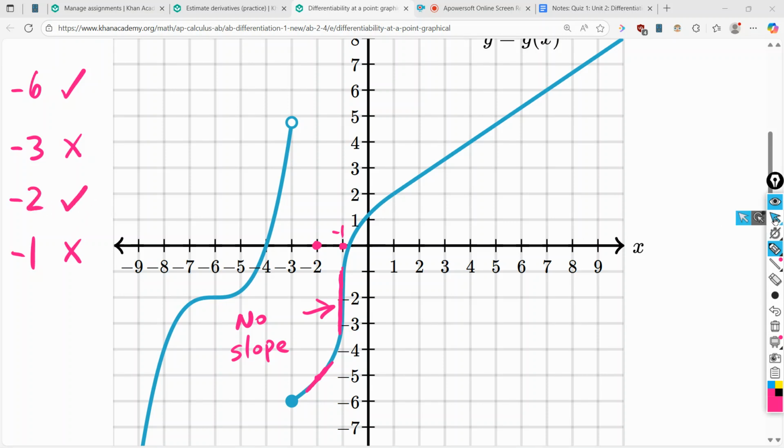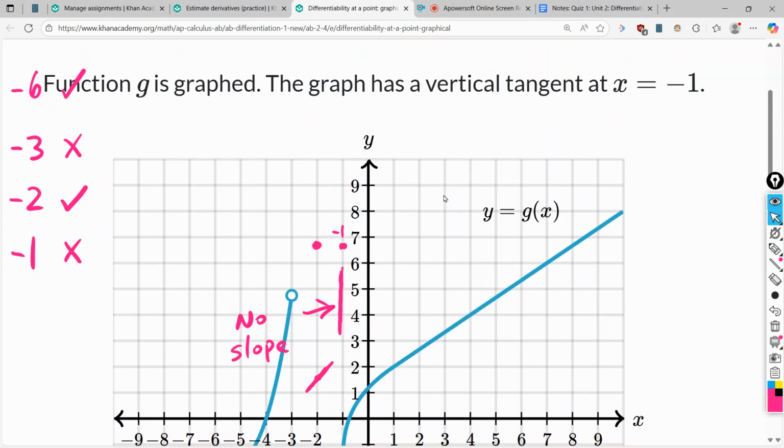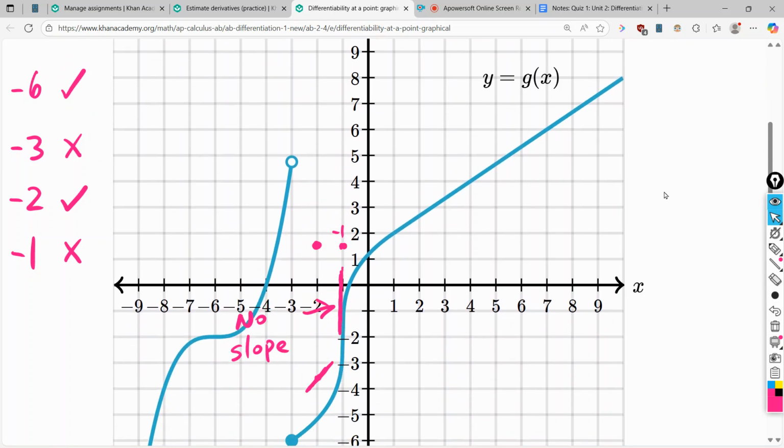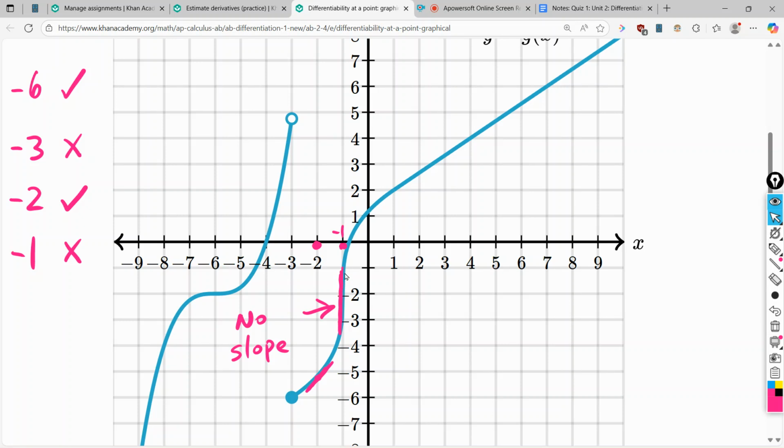Also, remember, they told us in the beginning, the graph has a vertical tangent at x equals -1. And you can clearly see that right there. So again, I put x's where you can't find the slope. Those are the ones that we're selecting. It's not differentiable. In other words, you can't find the slope at -3 and -1.